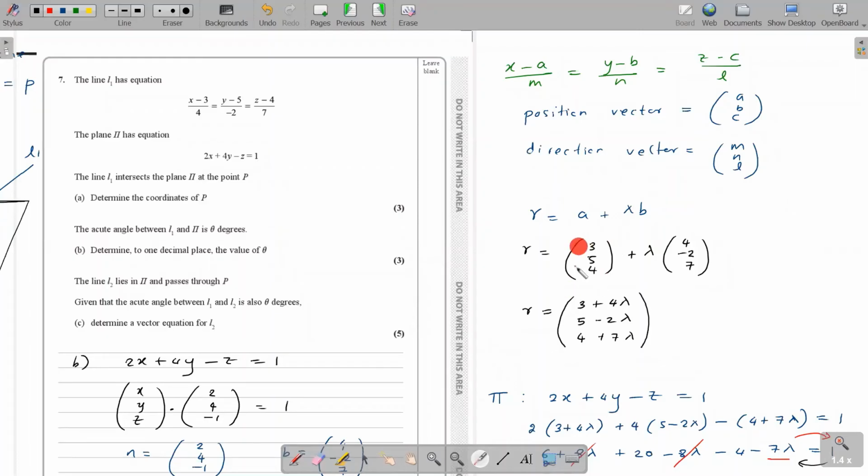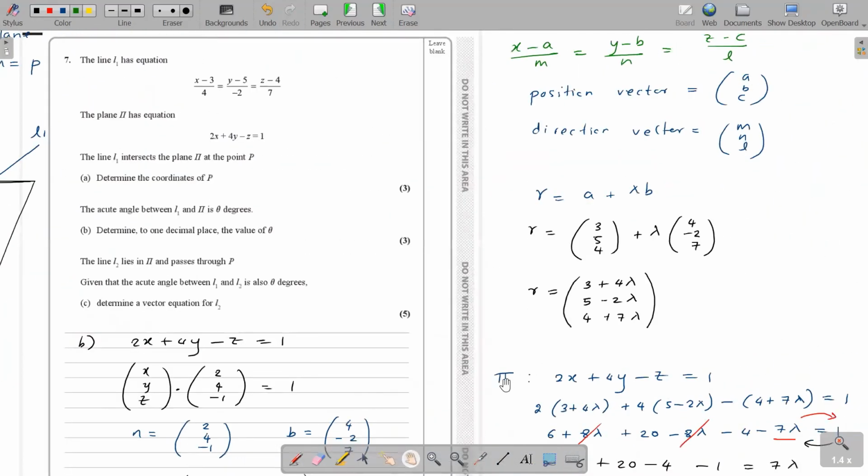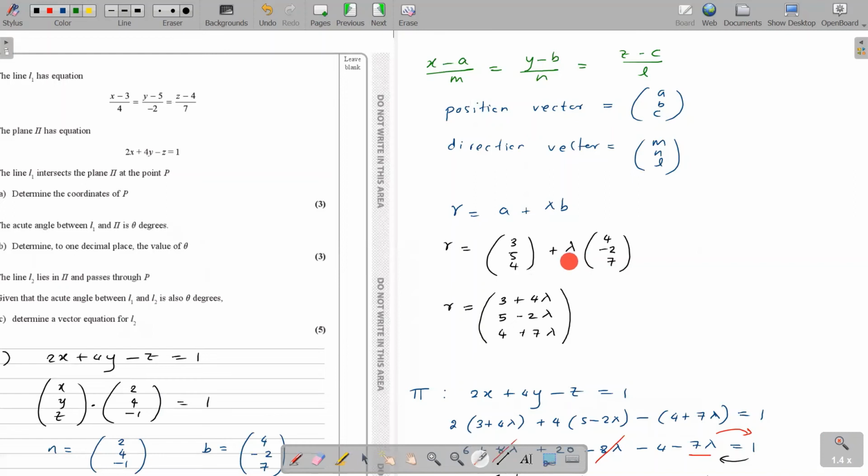The position vector on top of line 1, can you see (3, 5, 4) is actually a coordinate on top of line 1. Here, (3, 5, 4) is a position vector on top of line 1. Do you agree with me? It could be anywhere on top of line 1. So I'll mark that point as point A. Point A is (3, 5, 4). Can you see, (3, 5, 4) is the position on top of line 1 when lambda is 0, basically.